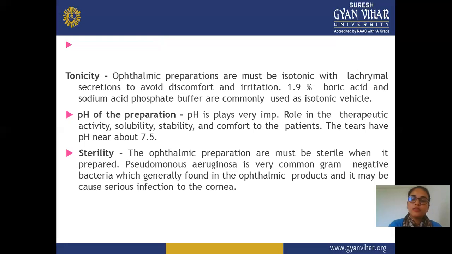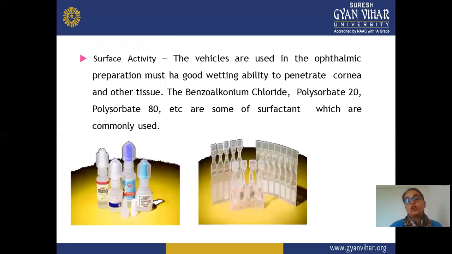Next is sterility. An ophthalmic preparation must be sterile when it is prepared. Pseudomonas aeruginosa is a very common gram-negative bacterium found in ophthalmic products and may cause serious infection in the cornea. It is very harmful, shows toxic effects, and may damage or infect your cornea. So you should prepare a formulation that is free from that particular bacteria during manufacturing.